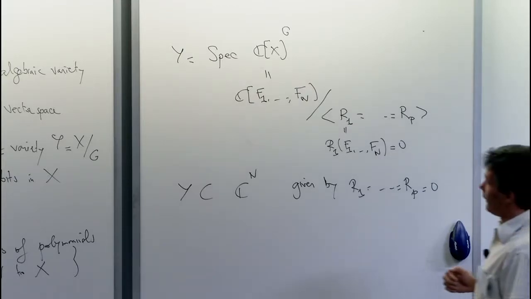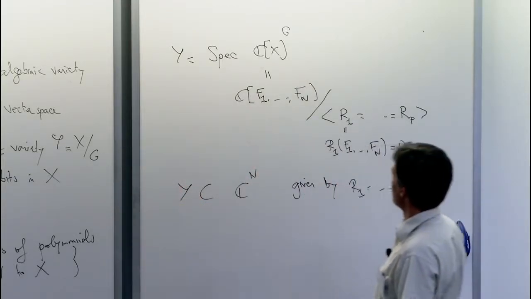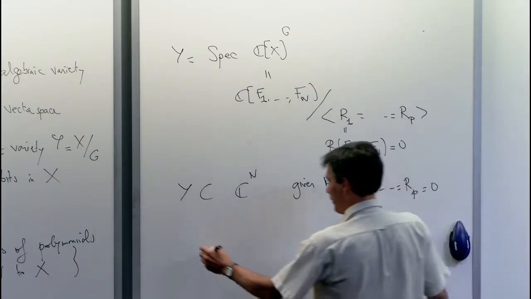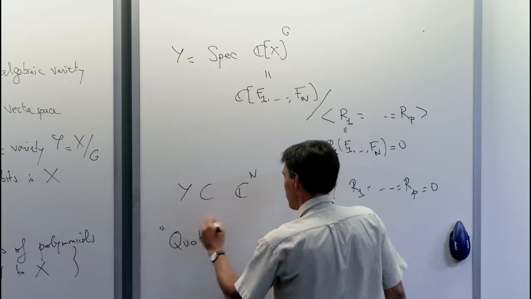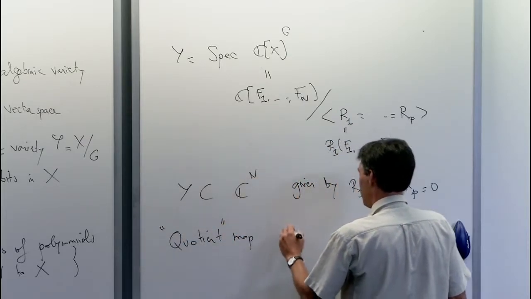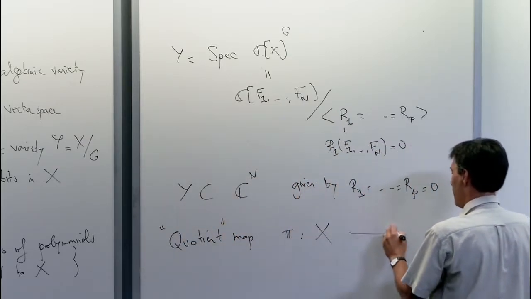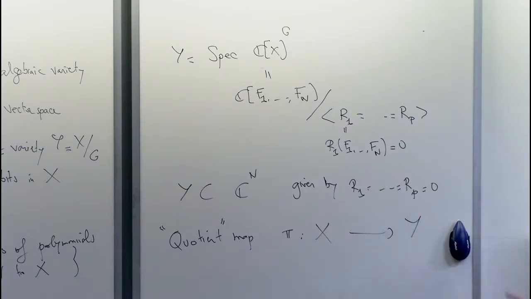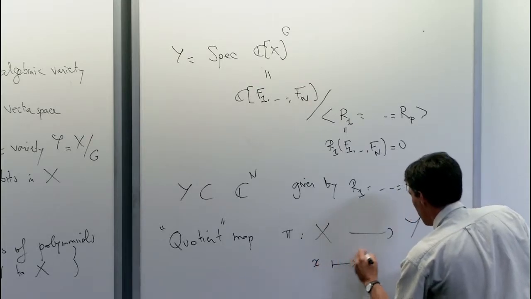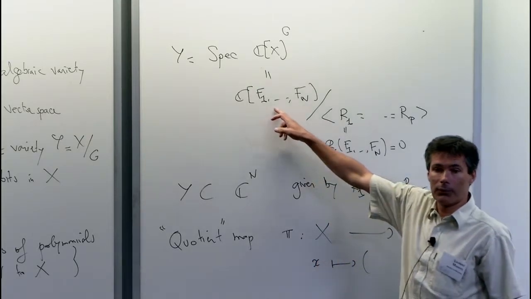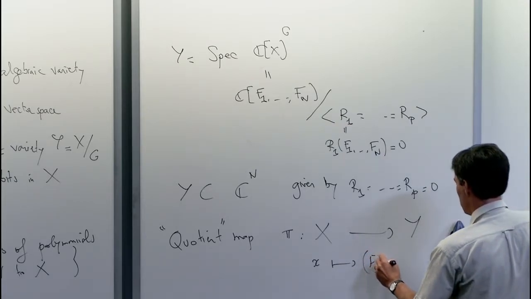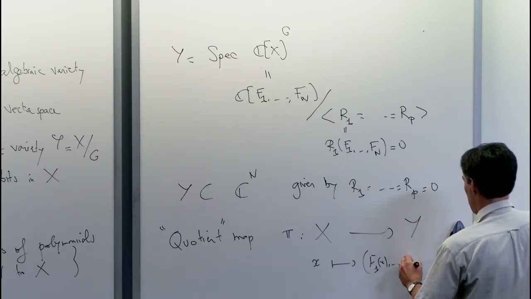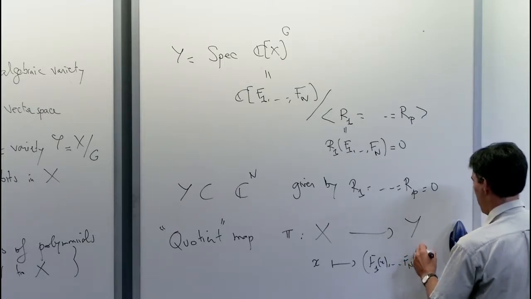So then, is it a quotient? I want to think of it as a quotient. So I have a map, a quotient map, phi from X to Y, which is the most natural thing you would like to do. You take a point in X and you look at the values of your basis of invariants, which is obviously a point in Y.